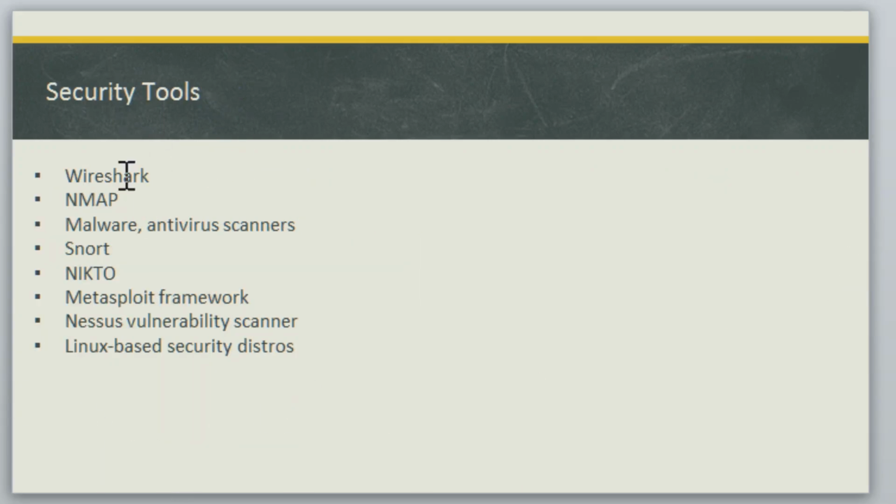So let's talk about some security tools that we can use. We can use Wireshark, Nmap, malware and antivirus scanners, Snort, Nikto, Metasploit framework, Nessus vulnerability scanner, and Linux-based security distros. Feel free to look any of these up. You can just do a quick search engine search for these and read into them. A lot of these are networking ones, like Wireshark, which allows you to trace packets. Same with Nmap. Antivirus scanners aren't something that are used on Linux too often, but you will run into them occasionally.